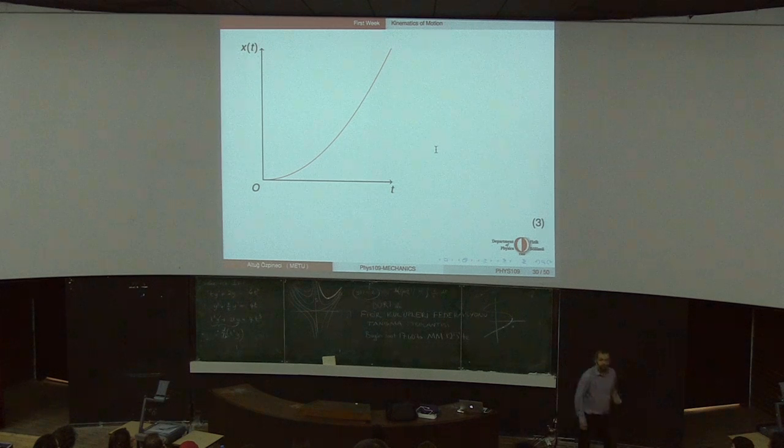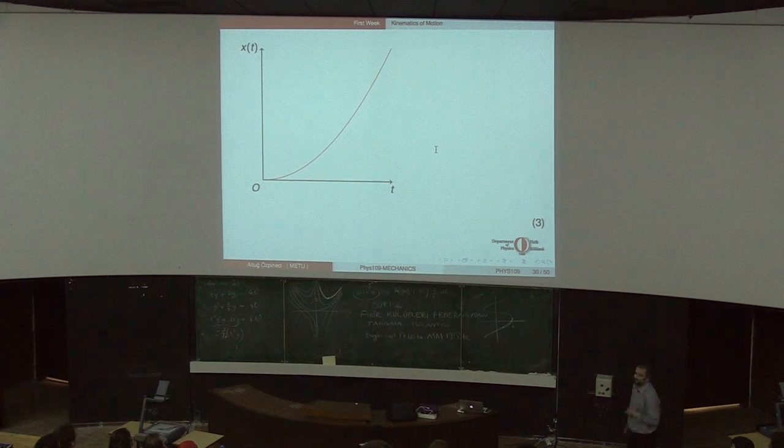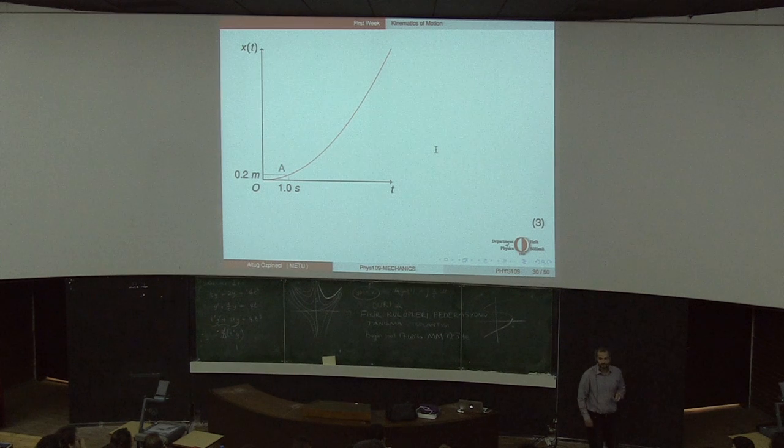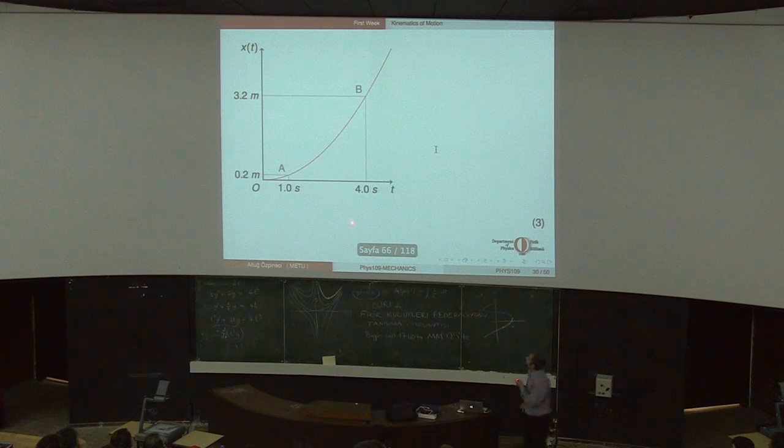So let's just assume that this is the position versus time graph of my object. So at some time here, at 1 second, it is at 0.1 meters. It reaches the point A. Then at the time 4 seconds, it reaches the point 3.2 meters.